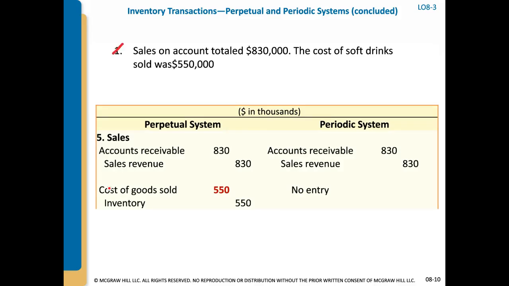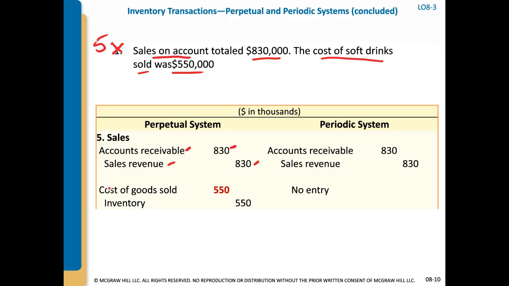Number 5, oh, this should say number 5. Number 5 is sales on account totaled $830,000 and the cost of soft drinks sold was $550,000. So let's record our sale. We credit sales revenue $800,000 and debit accounts receivable because it was on account, so they didn't pay us cash.